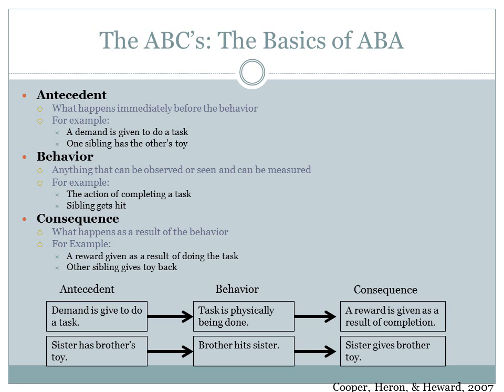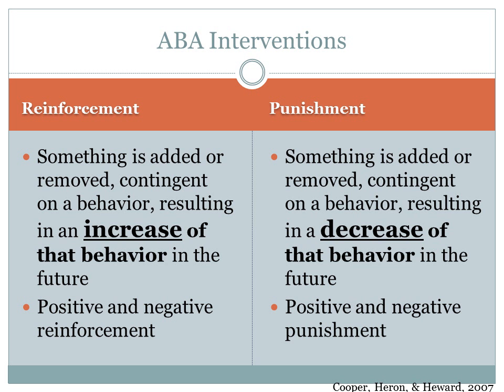For the second example, sister has brother's toy. The behavior is that the brother hits the sister. The consequence is the sister gives the toy to her brother. So hitting the sister got the brother exactly what he wanted. His behavior was reinforced because the sister gave him the toy. Therefore, brother will hit his sister more often to get what he wants.